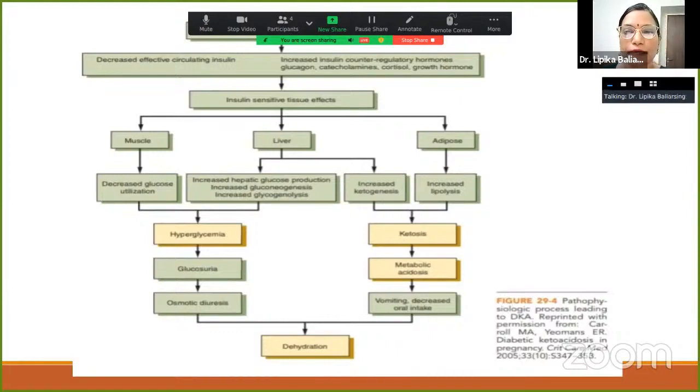Then coming to the adipose tissues, there is increased lipolysis and increased ketogenesis. So these two together give rise to ketosis, and that gives rise to metabolic acidosis, which presents as vomiting and decreased oral intake. So this also will add to the dehydration, and this becomes the main pathophysiology for the onset of diabetic ketoacidosis, the presence or absence of which is a must as part of our protocol.